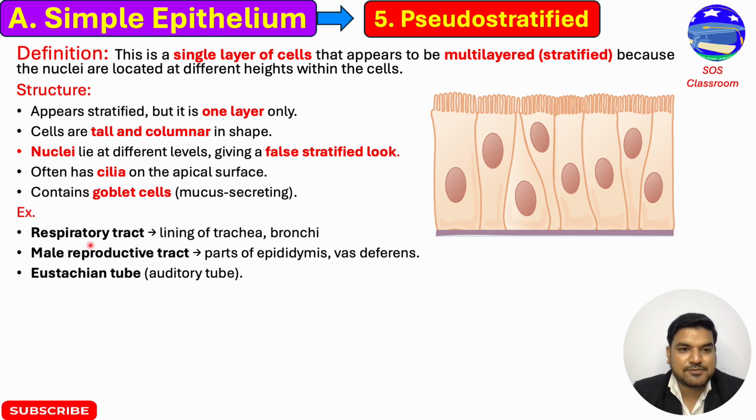For example, it is present in the respiratory tract, lining the trachea and bronchi. In the male reproductive tract, parts of the epididymis and vas deferens, and in the eustachian tubes, that is the auditory tubes.